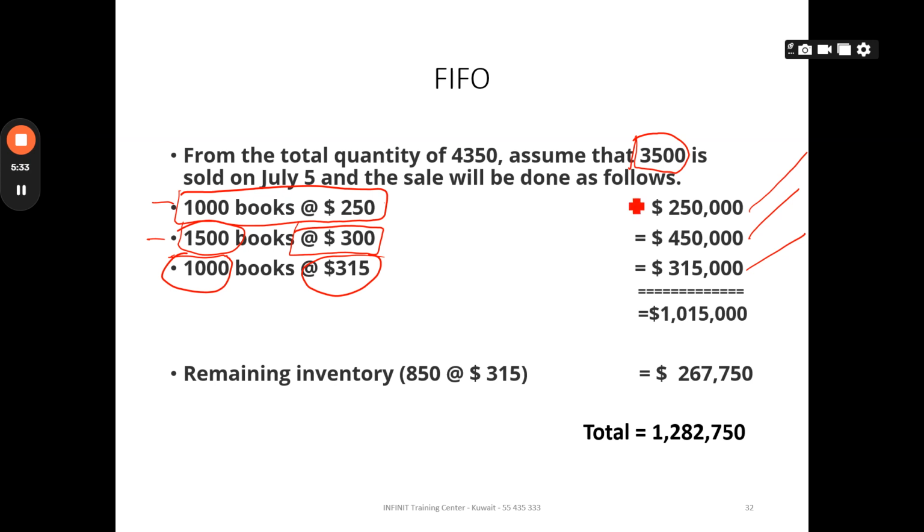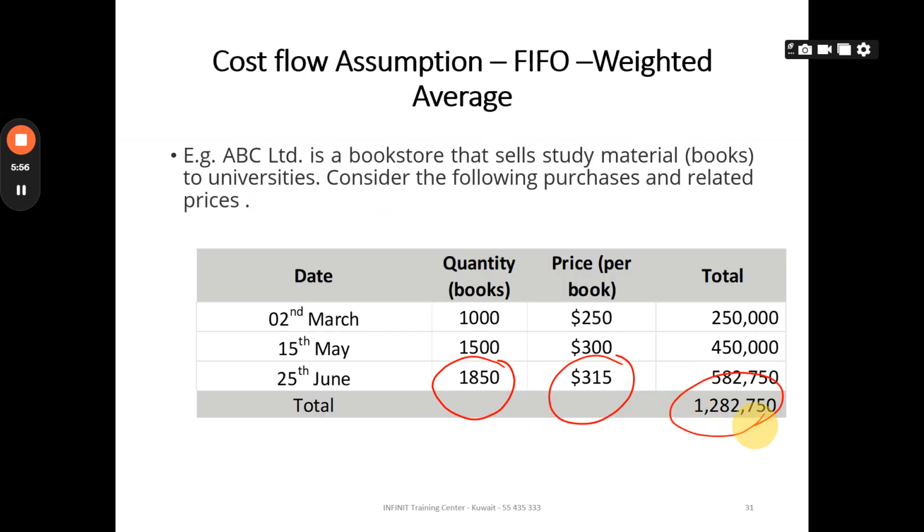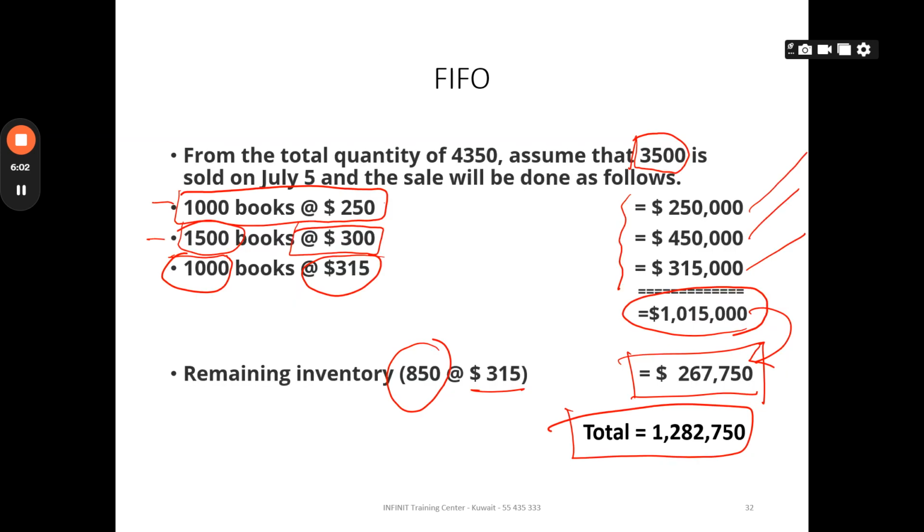So the total cost of the goods sold is going to be 1,015,000. And the rest of the 850 units are still with you. You didn't sell them, right? So that is going to be 315 in your ending inventory cost. And obviously, if you add both, it has to match with your total purchases, because whatever you bought is sold. Some of the items are sold, the rest of the items are with me. So this is the concept of FIFO.